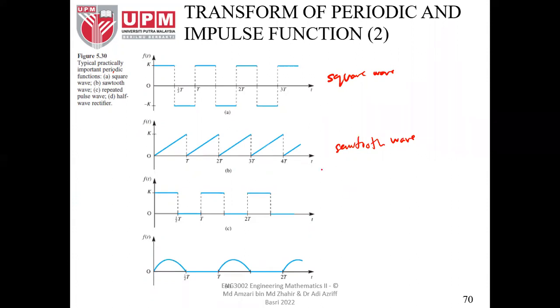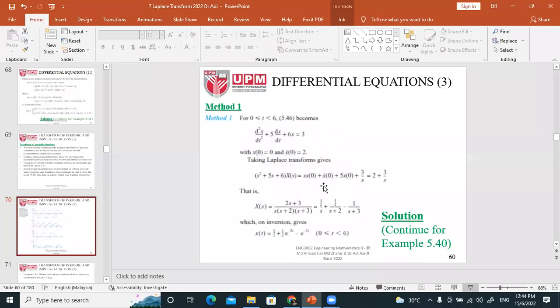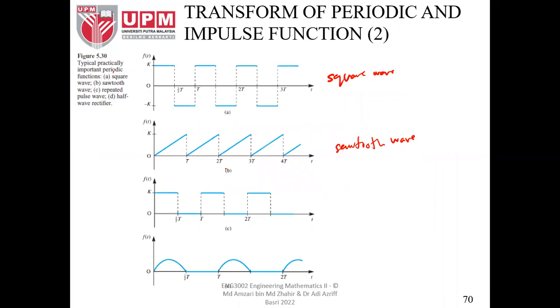Okay, the third one, we call it a repeated pulse wave. So the repeated pulse wave is, for example, from 0 to k, but here it goes from 0 to half T, then half to T it is 0, then it becomes k again, then 0, and so on. And the last one we call the half wave rectifier. Okay, so this wave will come.